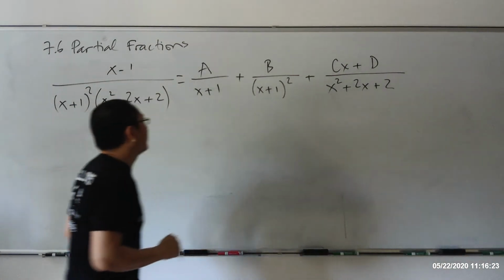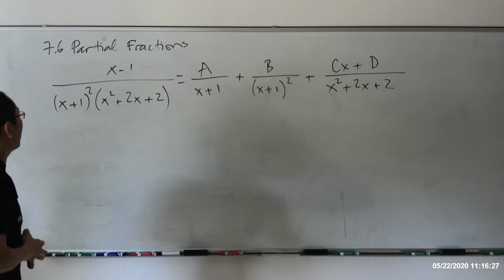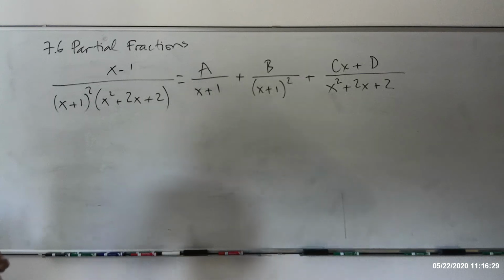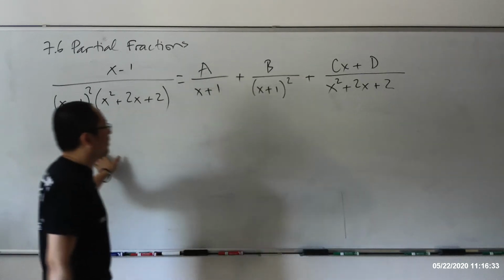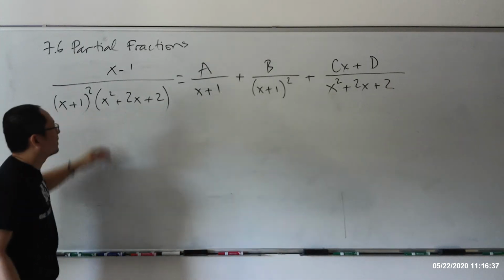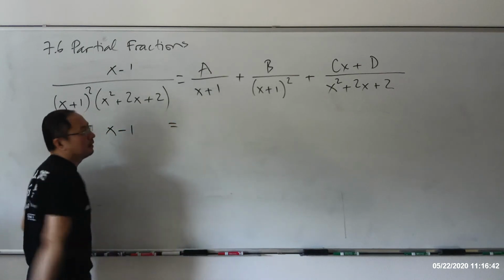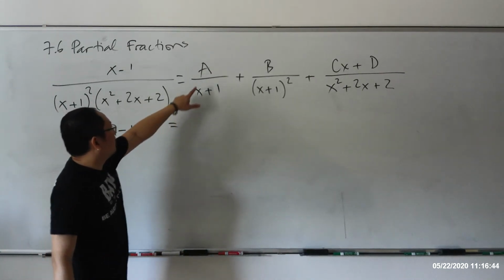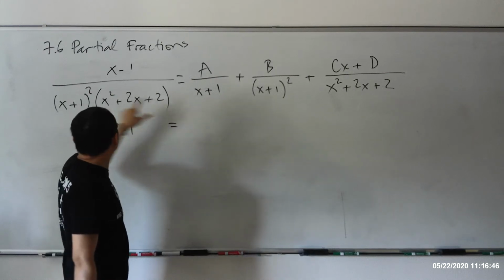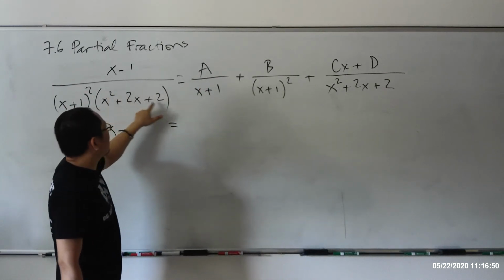So I have a sum of 3 fractions. If I want to decompose this big fraction on the left-hand side, my job now is to solve a, b, c, and d. Okay, and again, repeat the same step. I'm going to multiply back to have the LCD right here. So the numerator on the left will be x minus 1. The numerator on the right-hand side for the first term, what do I need to multiply back? I need to multiply back x plus 1 and x squared plus 2x plus 2.